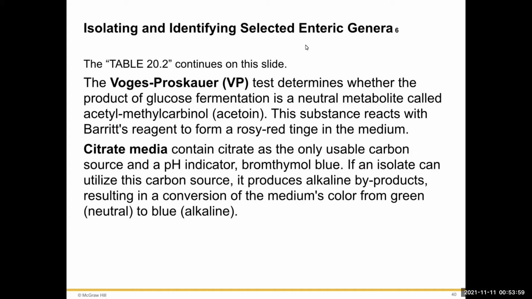The citrate media contains citrate as the only usable carbon source and a pH indicator, bromothymol blue. If an isolate can utilize this carbon source, it produces alkaline byproducts. Okay, so the opposite of the acid, these are alkaline, these are basic byproducts. It raises your pH and converts the medium's color from green, neutral, to blue, which is alkaline. Again, the pH goes up, greater than 7.